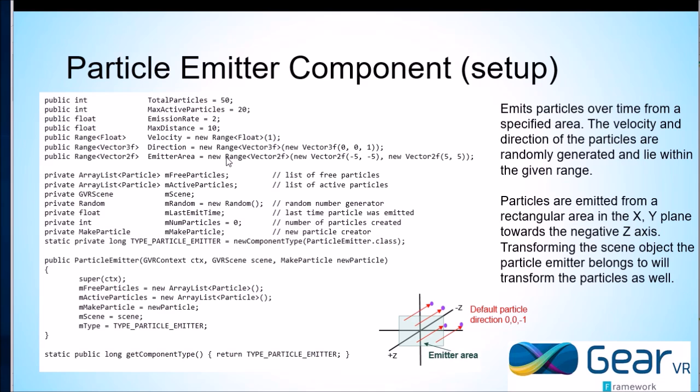Now, this may not seem terribly useful, but actually you attach the particle emitter component to a scene object, and then it will use the scene object's position and orientation to control where the emitter is emitting from and what direction the particles will go. So you can completely control it, and we'll show that in the next demo.